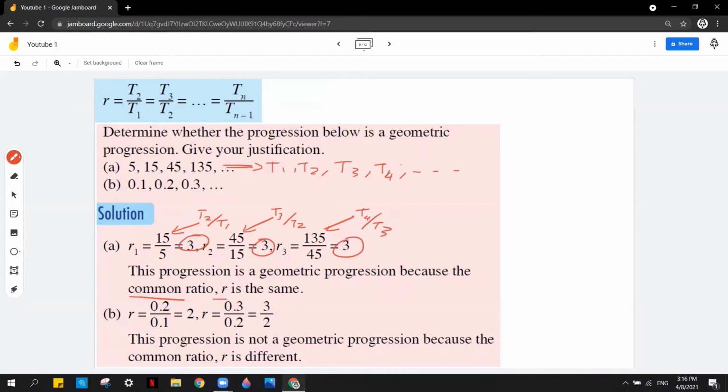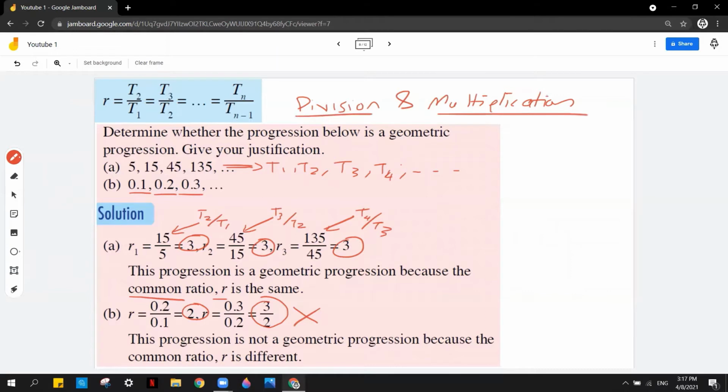But in the second equation here, it looks like 0.1, 0.2, 0.3, meaning the ratio is calculated as 2 and then the next one is 3 over 2. Hence, this is not a common ratio. So geometric progression is all about division and multiplication. The difference between the terms is either being put through division or multiplication. Hence, it's known as geometric progression.